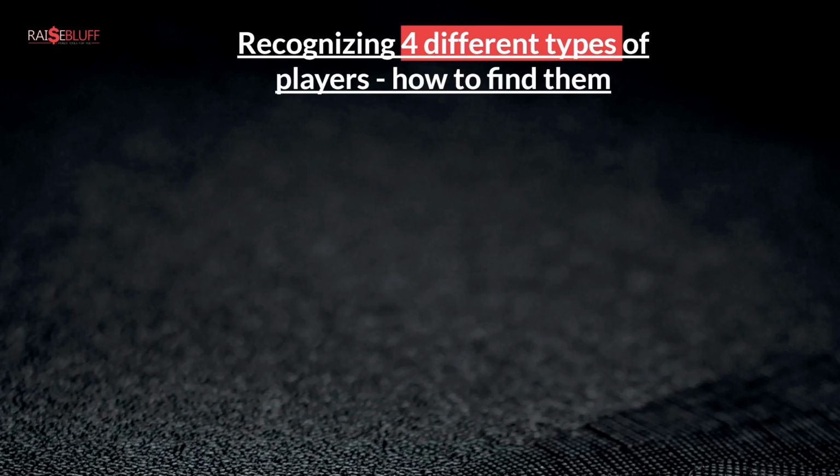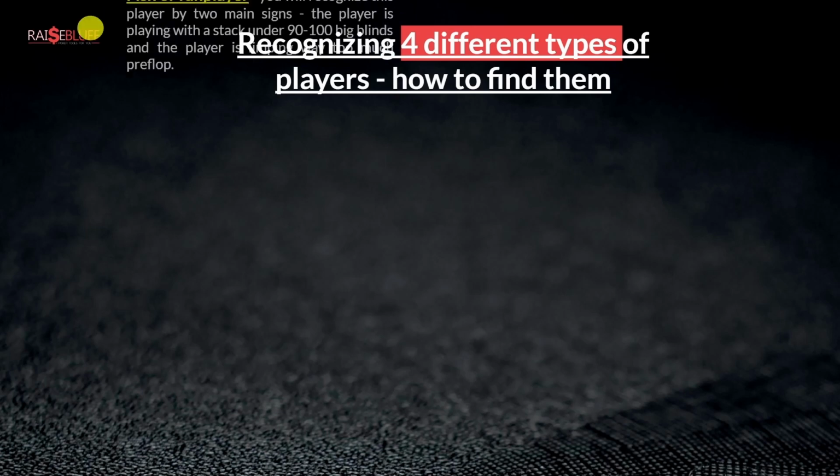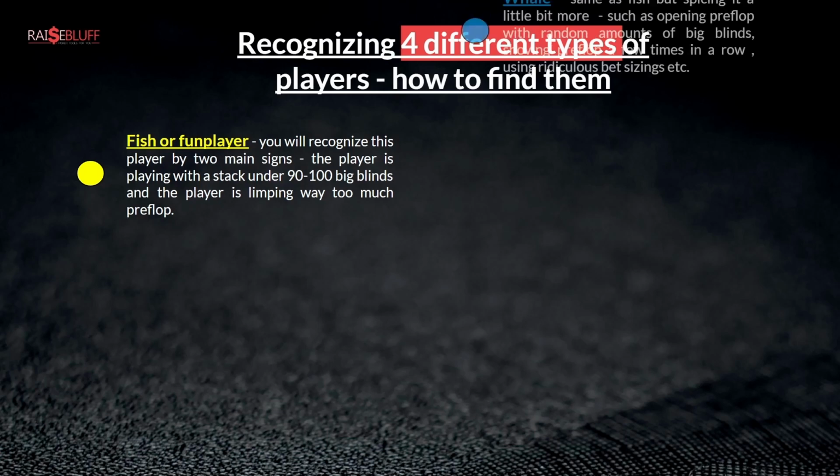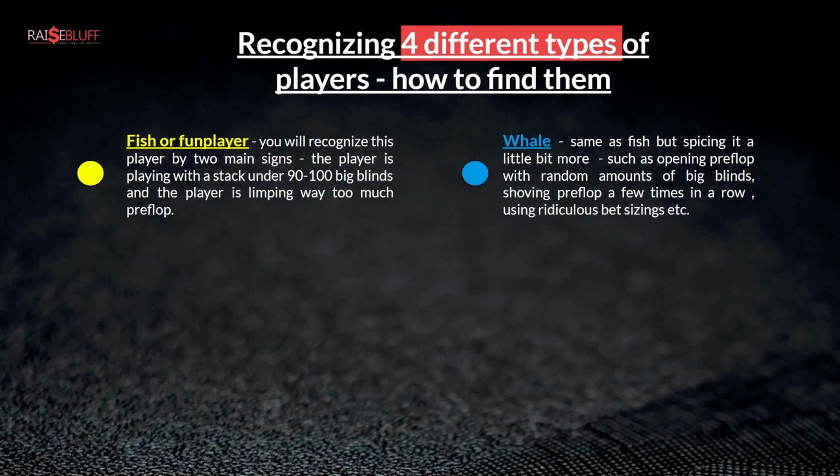Let's talk about how to recognize 4 different types of players and how to find them. First type of player is fish or fun player. You will recognize this player by 2 main signs. The player is playing with a stack under 90 or 100 big blinds, and the player is limping way too much pre-flop.